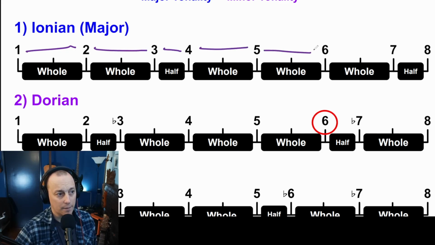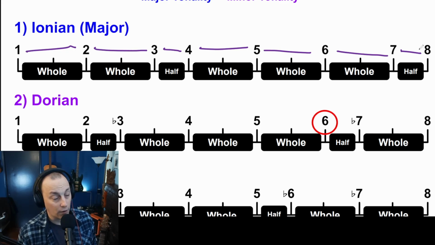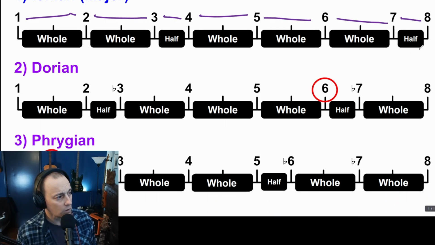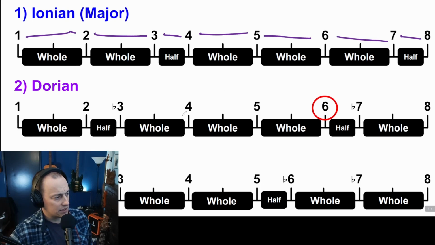Whole step, whole step, whole step, and a half step between 7 and 8. As usual, this will be available in the description for download if you want to go ahead and grab this sheet. So when I go to my 2 mode, I see that the distances are different.